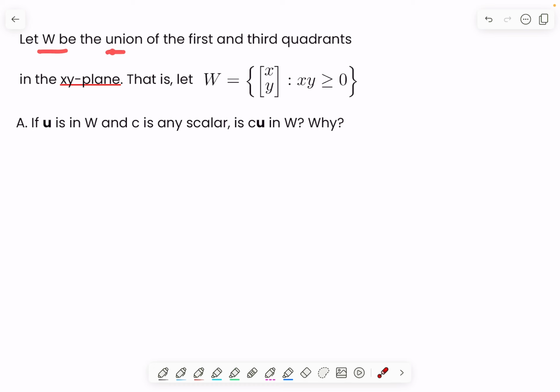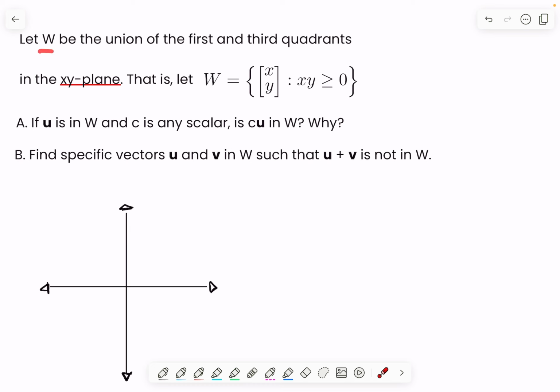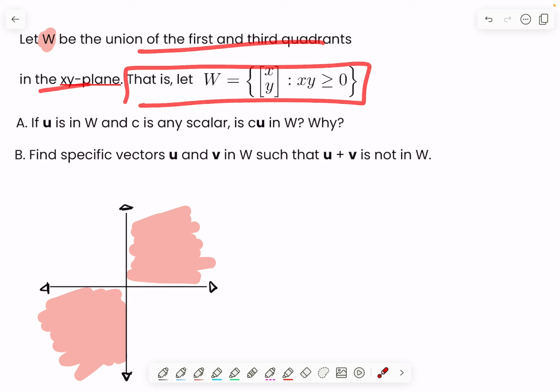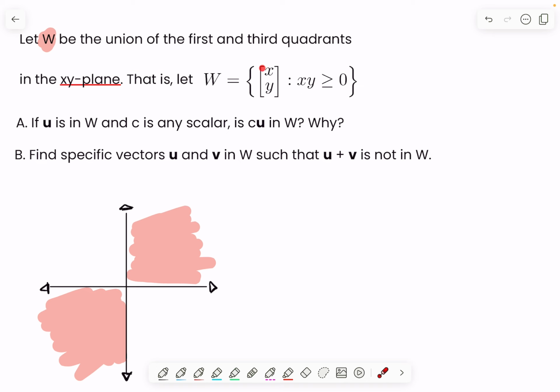Let W be the union of the first and third quadrants. So they're talking about a coordinate plane, and W is literally the first and third quadrant. How do you know which quadrants? Remember C for coordinate plane, so this is the first, and then second, and then third, and then fourth. So W is the union of the first and the third quadrant. In other words, this says the exact same thing. It's based in R2 because it can only take in two entries, two rows. And when you multiply x by y, it has to be greater than or equal to 0.